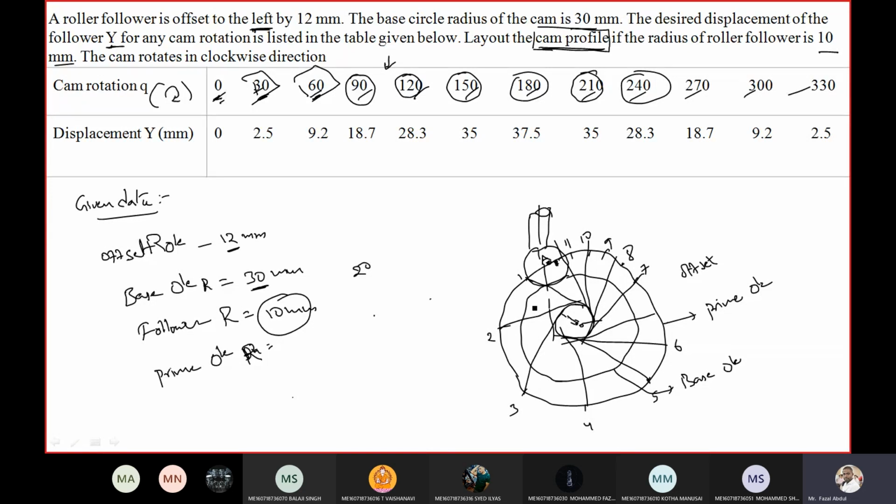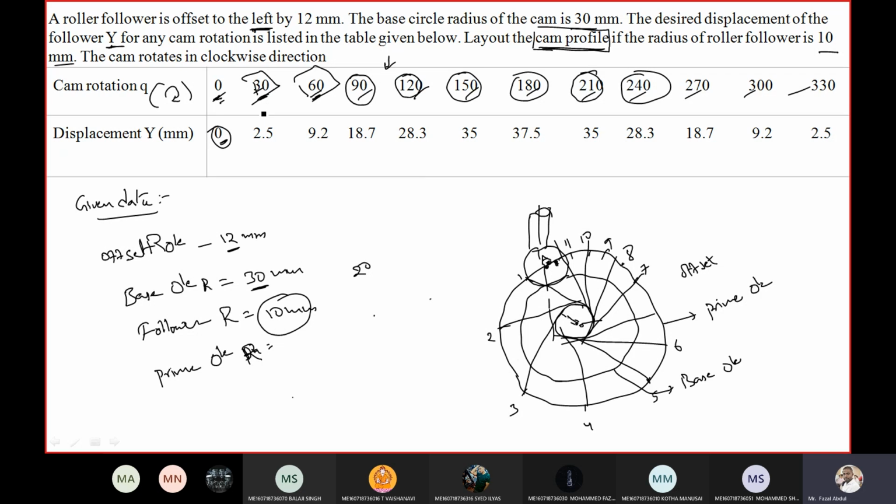Now, whatever points you obtain here, 1, 2, 3, 4, 5, 6, 7, 8, 9, 10, 11, you need to transfer those points from their original position according to the displacement table. For 0 degree, the displacement of point A is 0. It means the point A position is point A only, because there is no displacement.